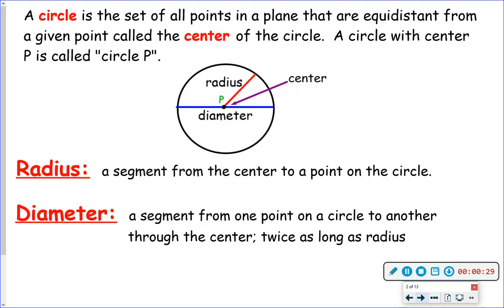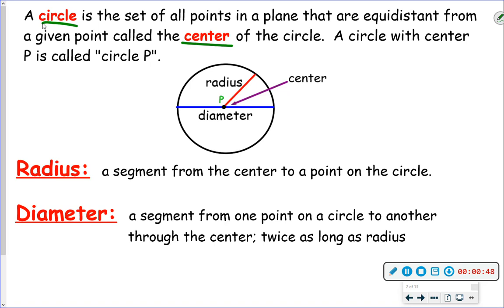Here we go. A circle is the set of all points in a plane that are equidistant from a given point called the center. So, of course, you can see from the very lovely picture here, they've got the center labeled for you. All the points around it, of course, are equidistant from that.